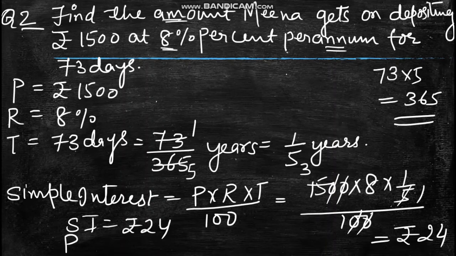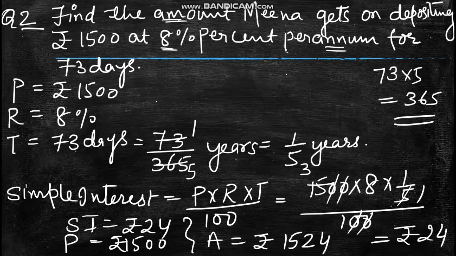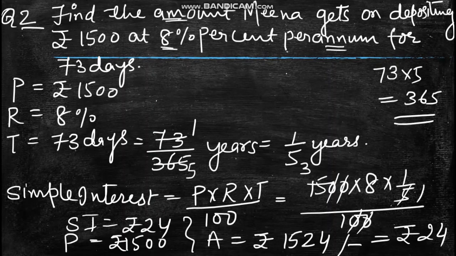And what is your principal amount? Principal amount is rupees 1500. So when you calculate the amount, it will be equal to 1500 plus rupees 24, that is 1524 rupees. So what amount will Meena get? She will be getting rupees 1524 after 73 days at the rate of 8% per annum.